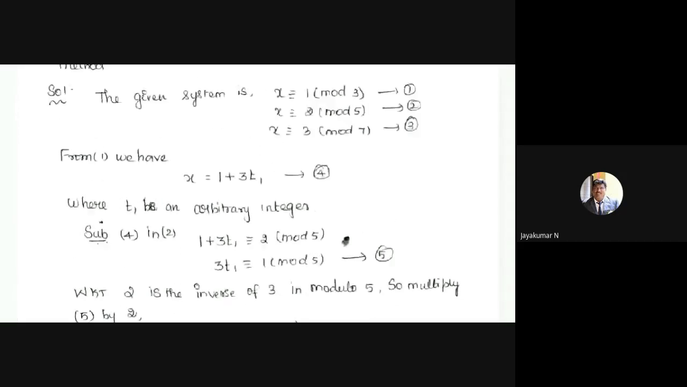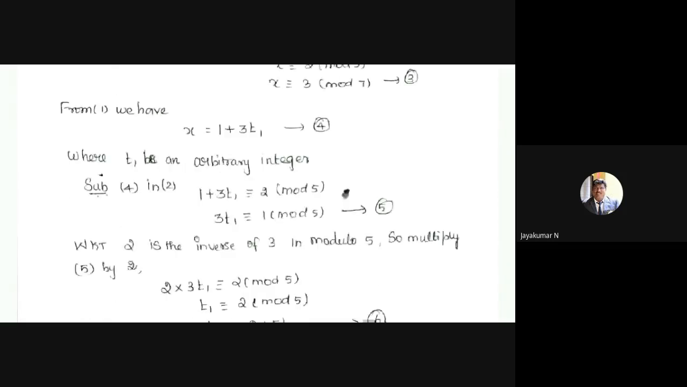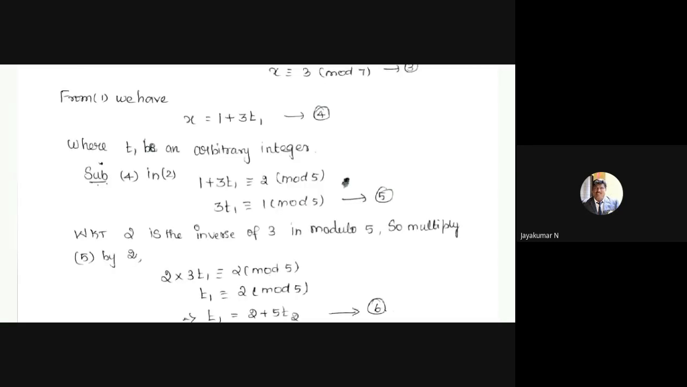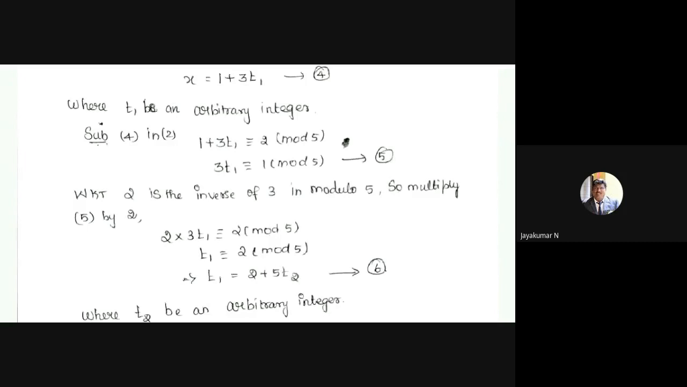Equation 5, throughout multiplying by 2: 2 into 3t1 is congruent to 2 into 1, that is 2 mod 5. 6 is more than 5, therefore 6 is congruent to 1 mod 5. So in the next line, t1 is congruent to 2 mod 5, which can be expressed as the linear equation t1 is equal to 2 plus 5t2. That is equation number 6, where t2 is an arbitrary integer.